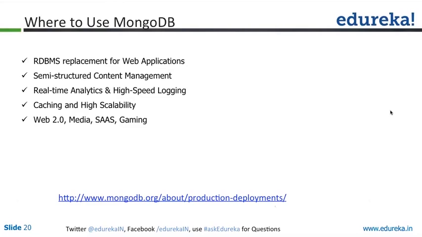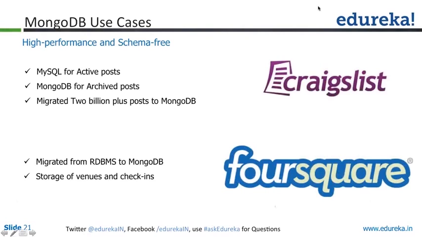For real-time analytics and high-speed logging, it's probably a suitable system. And it's also naturally scalable, because you can comfortably add new Mongo nodes very easily, and you have replicas, etc. Some of the use cases: Craigslist uses MongoDB for storing all the archive posts. Though the current active posts are still in MySQL, they have migrated about 2 billion plus posts to Mongo. Similarly, Foursquare, where you're talking about venues and check-ins, has migrated all of that from RDBMS to MongoDB. That's why I said, for a simple replacement, if you want a NoSQL from the RDBMS world as it is, then Mongo would be the right choice.